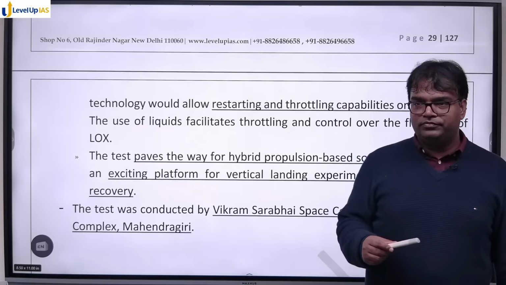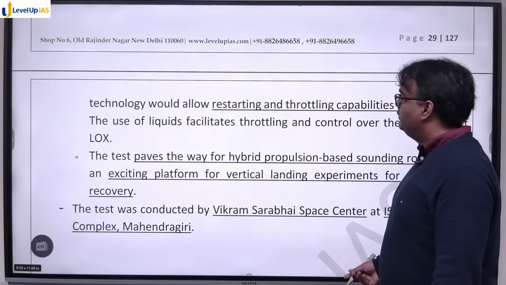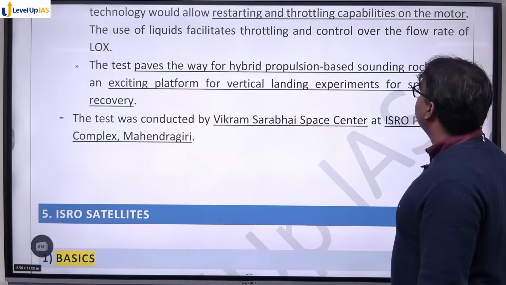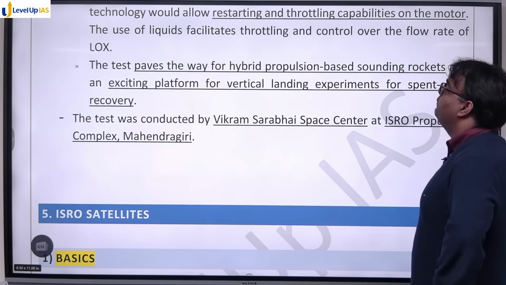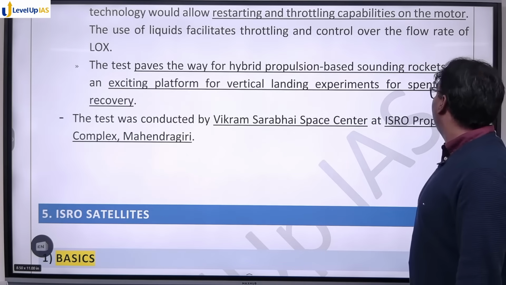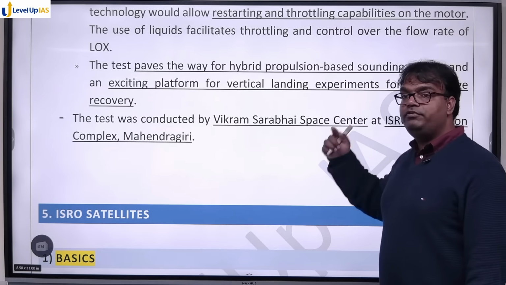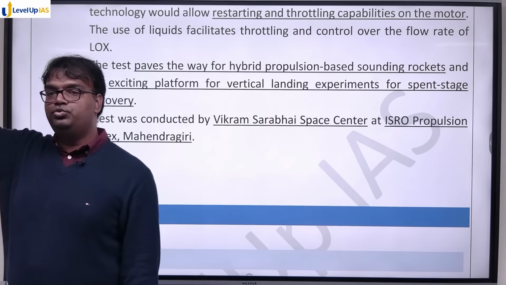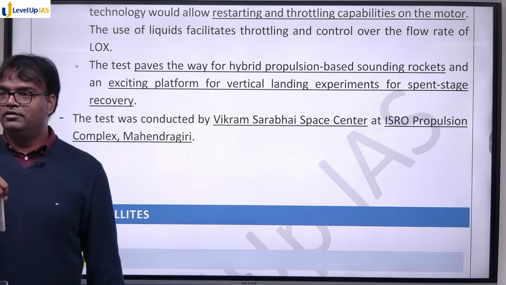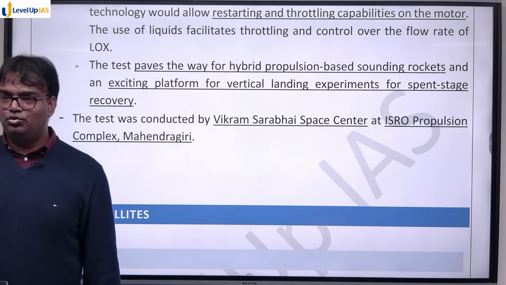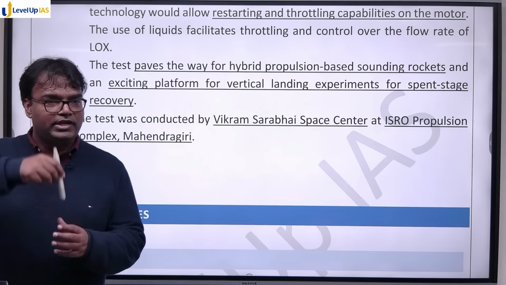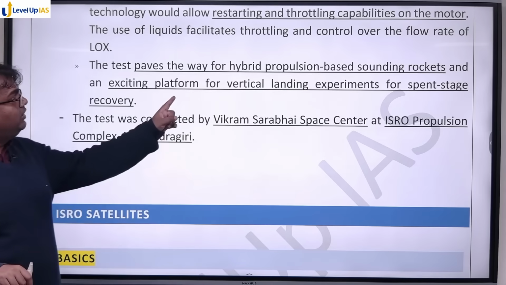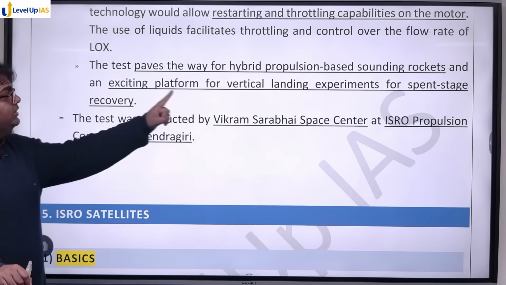Restarting abilities, throttling abilities. The use of liquid facilitates throttling and control. The test paves the way for hybrid propulsion based sounding rockets and an exciting platform for vertical landing experiment for spent stage recovery. Spent stage recovery, when the PSLV has been used and is falling back, we can use this to provide reverse thrust and slow down its fall so that we can recover it. That is vertical landing experiment for spent stage recovery.